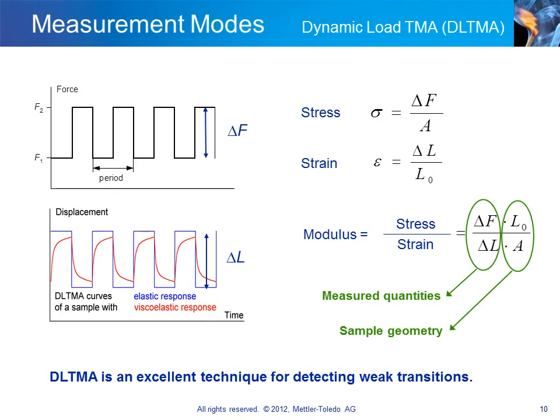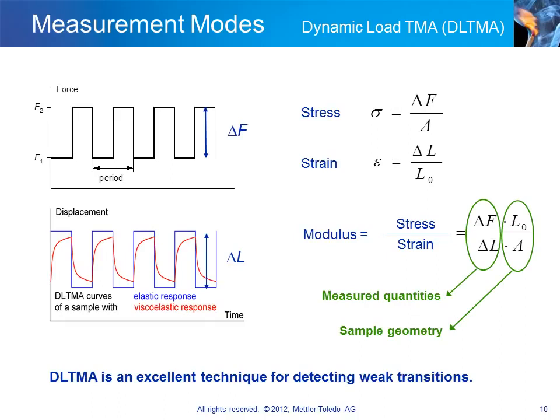DLTMA measurements allow the Young's modulus of the sample to be determined, which is basically the ratio of stress to strain. In the compression mode, stress is the difference between the two forces, delta F, divided by the area under stress. The strain is delta L, the deformation caused by delta F, divided by the initial sample thickness. After rearrangement, we see that the modulus can be determined from the applied force and the measured displacement amplitudes and sample geometry.